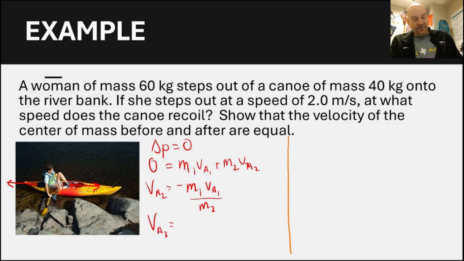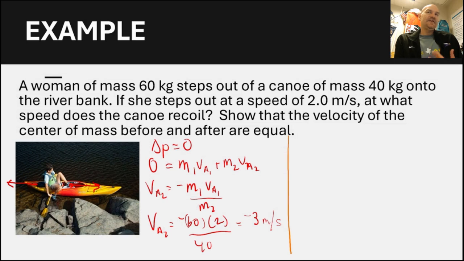And so we just simply plug in. She is 60, right? She steps out at 2 meters per second, and the canoe is 40. And so therefore, the canoe will recoil at negative 3 meters per second. And does this make sense? Yes, because the canoe is smaller in terms of mass, so it should go faster.